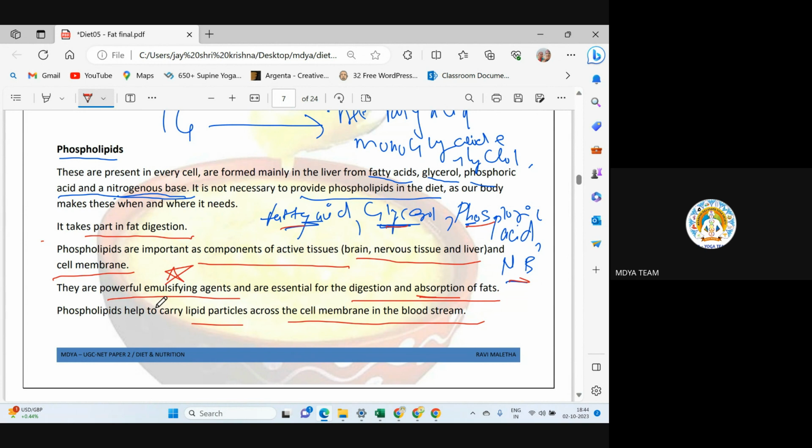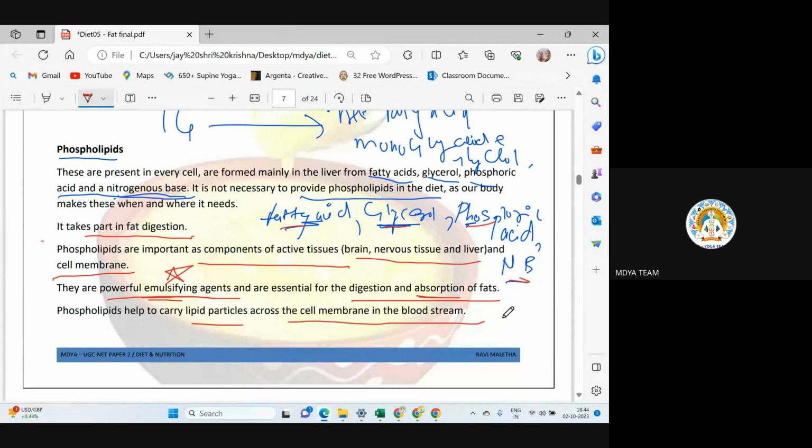Why does this phospholipid help in digestion and absorption? Because it is a powerful emulsifying agent. What emulsification is, we will discuss in digestion of fat. Is it clear? Yes, sir.